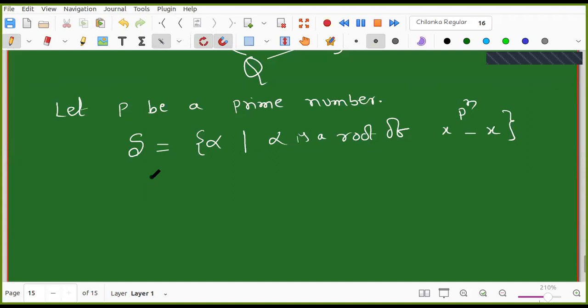Okay. So let p be a prime number, and we took this. Is S non-empty? Why is it non-empty? It contains 0. So 0 belongs to S, and does 1 belong to S? Yes, right. So S is non-empty. Non-empty is clear.